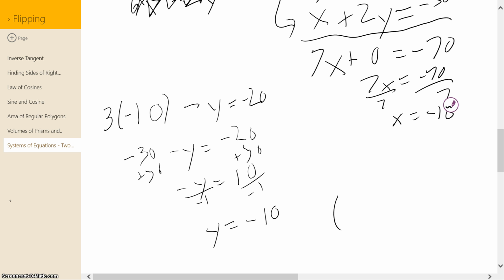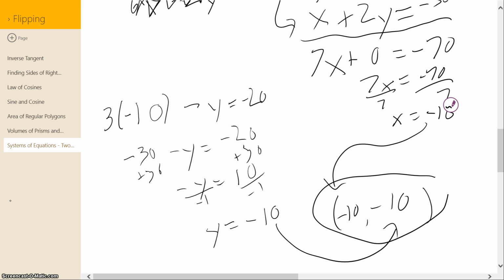So my final answer, my solution, is going to be, I'm going to bring my x over to here, which we said was negative 10. And then we solved for y, which would make this negative 10. There's our answer. Our answer is going to be a coordinate pair. It's going to be an x and it's going to be a y.